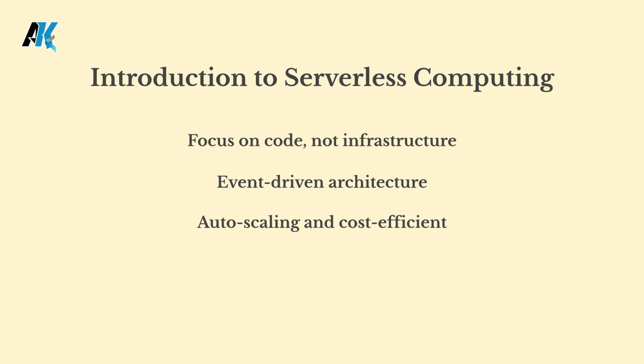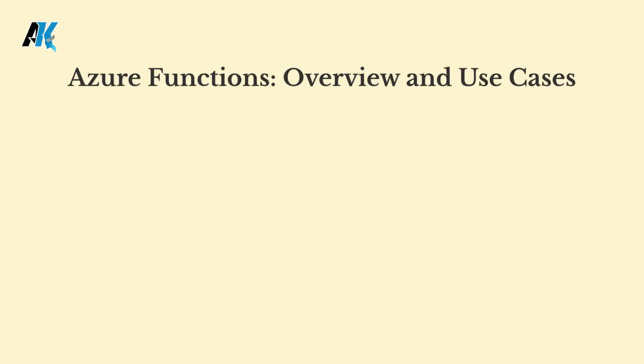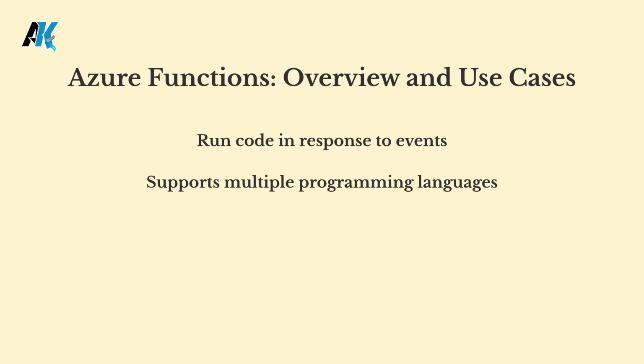Azure Functions is Microsoft's serverless compute solution that allows you to run code in response to events like HTTP requests, timer triggers, or message queues. It supports a range of programming languages including C#, JavaScript, Python, and PowerShell, making it versatile. Azure Functions are ideal for microservices architecture, where lightweight, decoupled services interact to form complex applications.